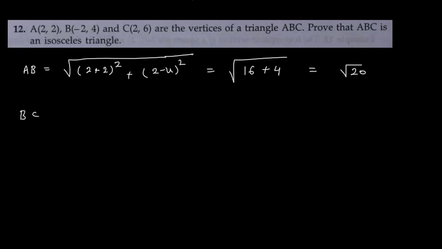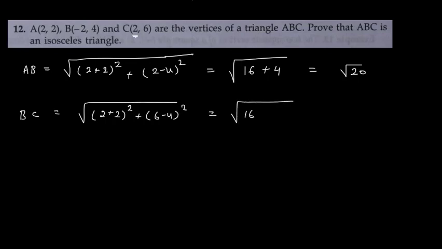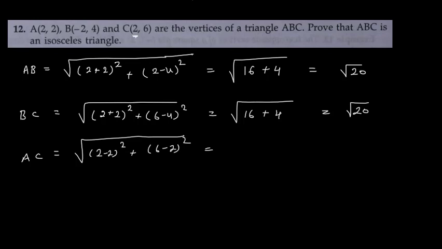Then let us find BC. BC is 2 minus minus 2, so again it becomes 2 plus 2 the whole square, plus 6 minus 4 the whole square. So 2 plus 2 is 4, 4 squared is 16, and 6 minus 4 is 2, 2 squared is 4. So again this is root 20. And the third side AC is 2 minus 2 the whole square plus 6 minus 2 the whole square. So this is 0 plus 4 squared, which is 16. So this gives the answer 4.